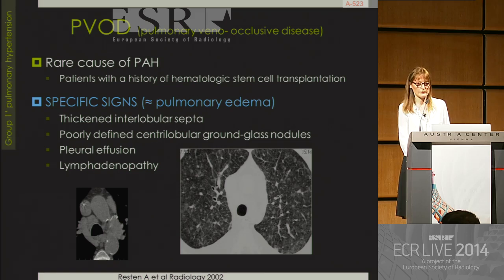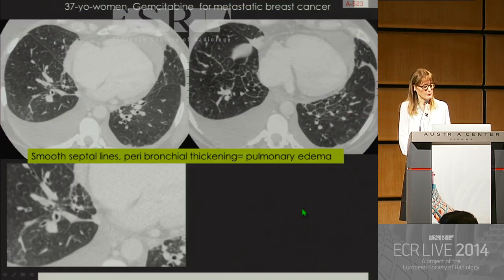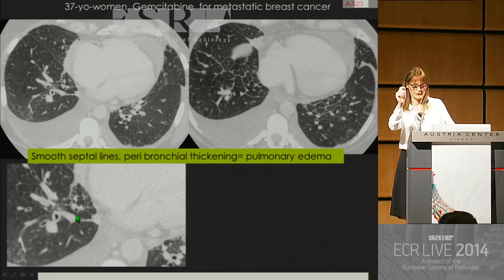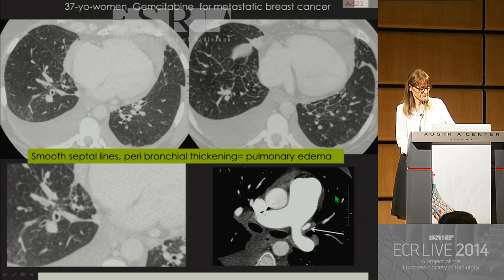What are the specific signs? These signs are very similar to those of pulmonary edema: thickened interlobular septa, centrilobular ground glass nodules, pleural effusion, and lymphadenopathy. We had this case in a 37-year-old woman who had gemcitabine for metastatic breast cancer. And as you can see here, the CT demonstrates smooth septal lines, peribronchial thickening, not because of bronchial disease, but there is an edema infiltrating the axial interstitium, and very interesting findings, small central pulmonary veins. If this was due to left heart failure, we would expect to have enlarged central pulmonary veins.